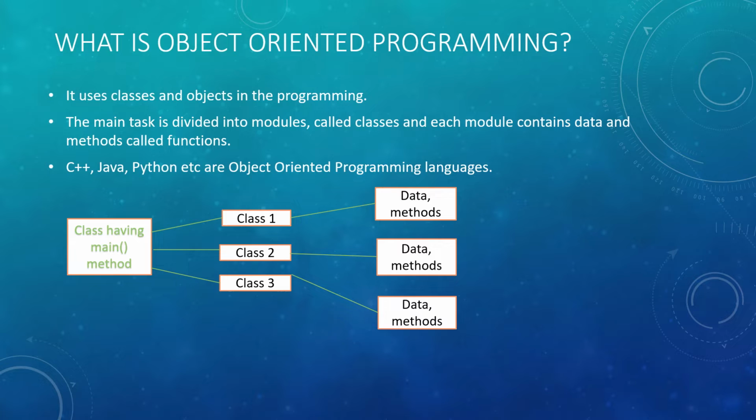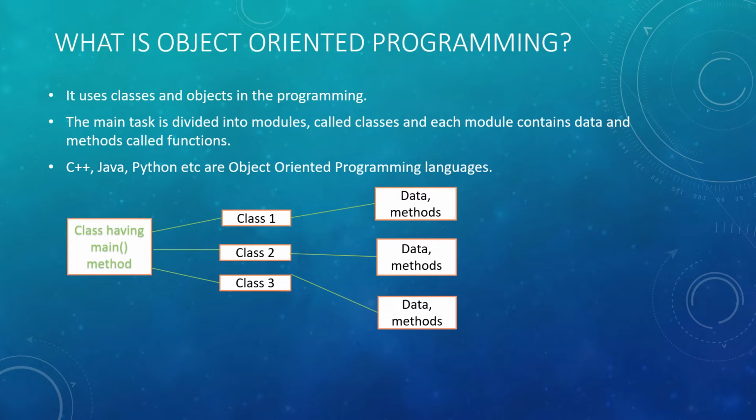Next, we come to what is object-oriented programming. Object-oriented programming is a programming in which we use the concept of objects and classes. Object means anything which we can see or what exists physically is called object. And classes is the collection of objects, or we can say a blueprint to create object.